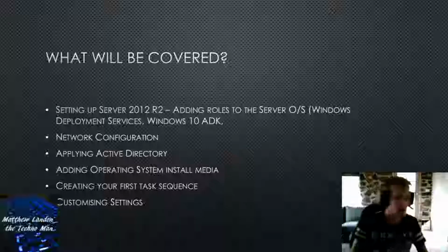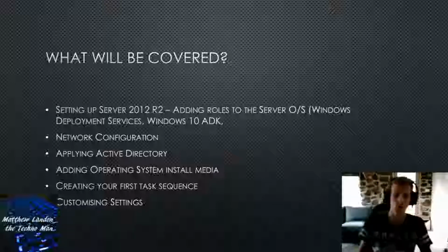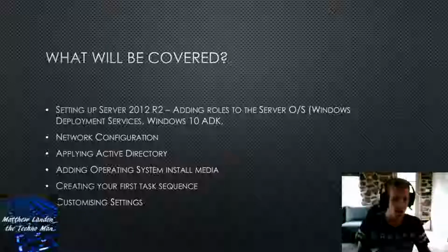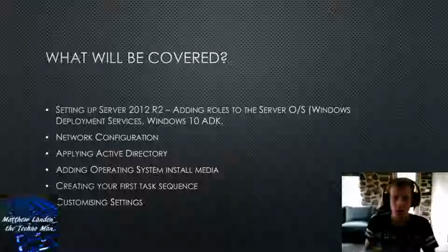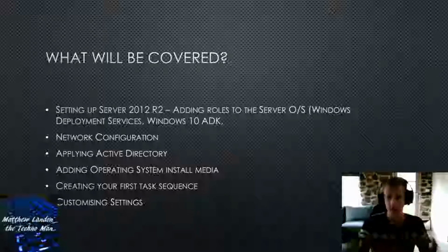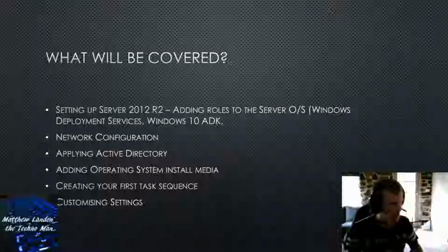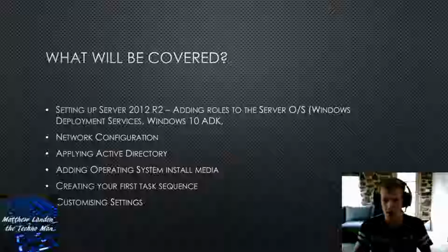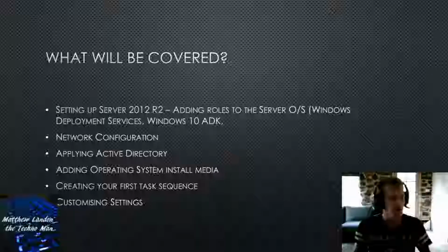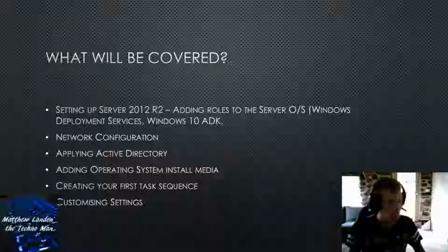So we're going to be setting up Server 2012 R2, adding roles to the server, which will be Windows deployment services and Windows 10 ADK. We're going to be adding the network configuration as well, which will be setting up your static IP addresses, DHCP, and things like your subnet mask. We're going to be adding operating system install media like Windows 7, Windows 8, whatever you want. And we're going to be creating our first task sequence and then finally customizing settings.